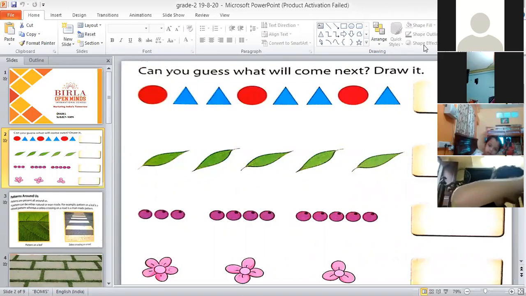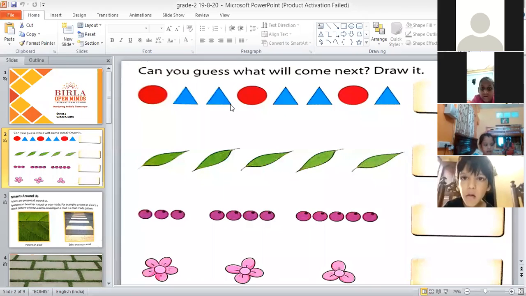Page number 148. Okay. So now you can see here in your first picture, a circle is there, then two triangles are there. After these two triangles, again a circle is there, then again two triangles, then a circle. Now we have to think, after this circle, what should come? See here.